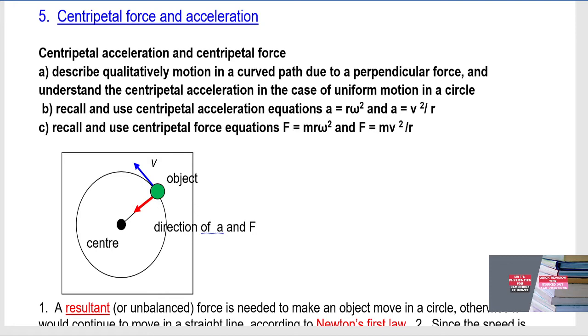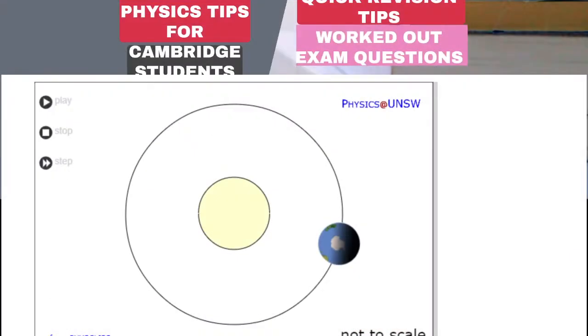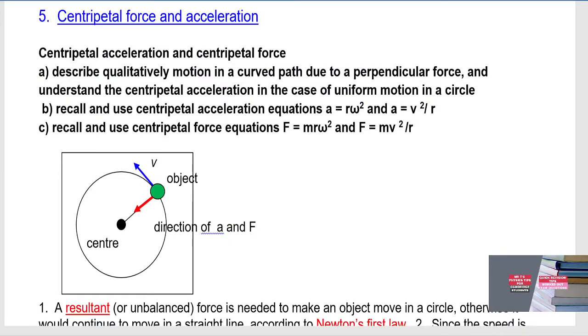Now, when an object is moving in a circular motion, like I said, the velocity is at a tangent to the circle. So what keeps this motion is the centripetal force, which is a center-seeking force. And the acceleration is also directed towards this resultant force, which is the centripetal force. So the resultant force, or this unbalanced force, is the centripetal force that we're talking about.